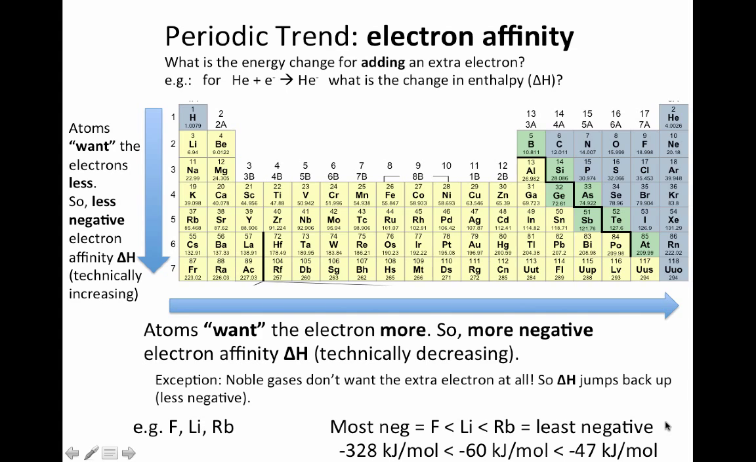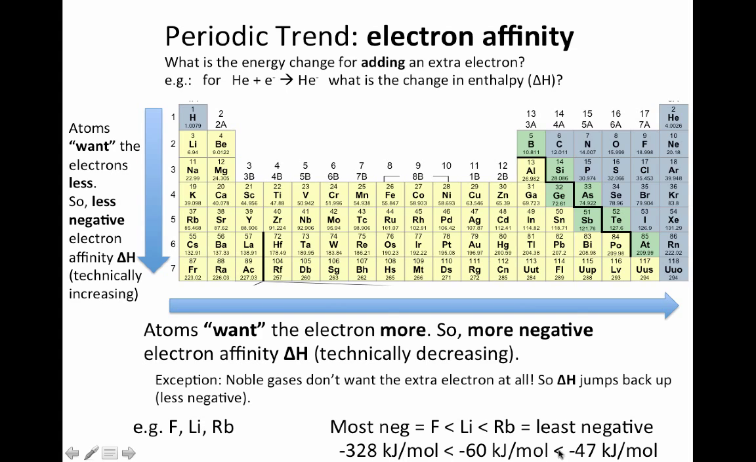Rubidium really doesn't want that electron as much at all. And in fact, if you look at the numbers, you can see here fluorine is negative 328 kilojoules per mole. That's energy released, exothermic, when that extra electron is added. Lithium, you add that extra electron, it's way less, negative 60 kilojoules per mole. And rubidium, even less, negative 47 kilojoules per mole. And when I say less here, I mean less negative.